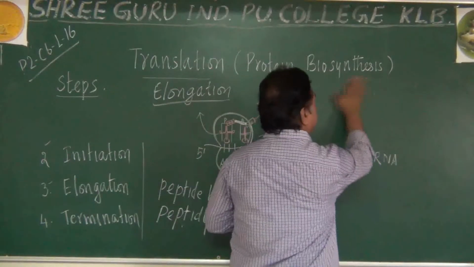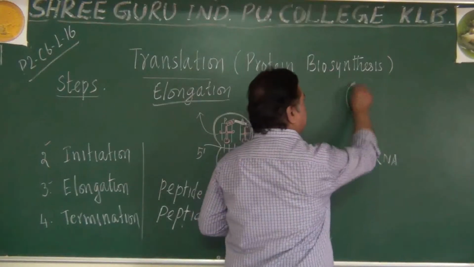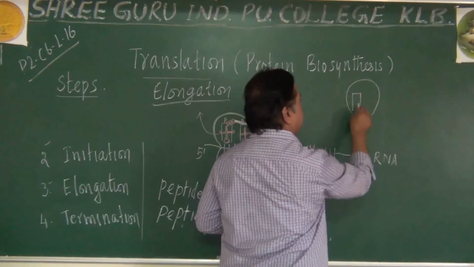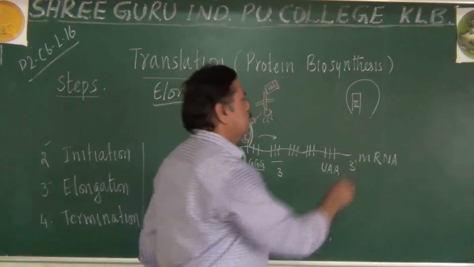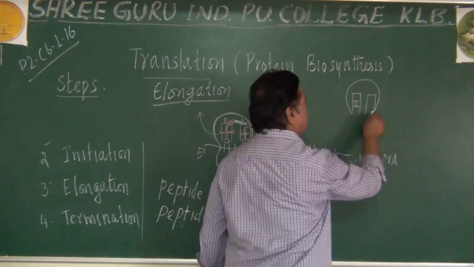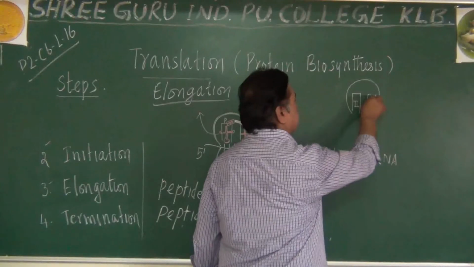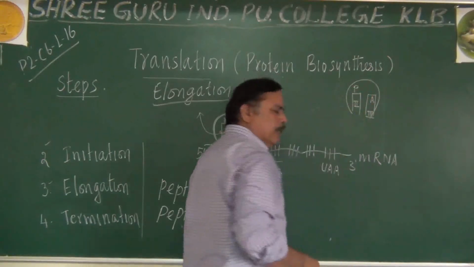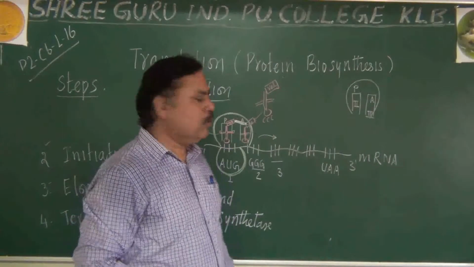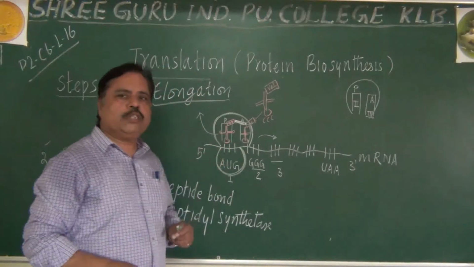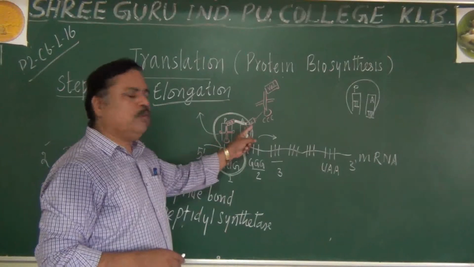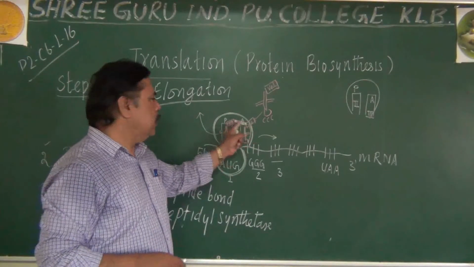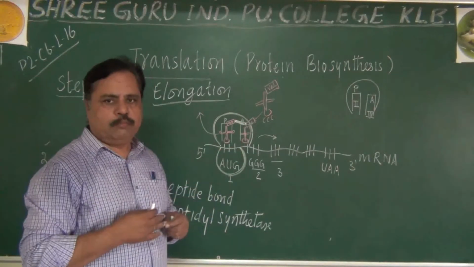Among the P and A sites, the second codon will enter into the P site. The third codon will occupy the A site. This is the A site, this is the P site. Now in the P site, who are sitting? Two amino acids are sitting. One is methionine, another one is amino acid 2. They are bound by a peptide bond.